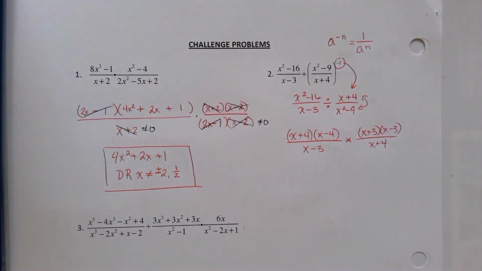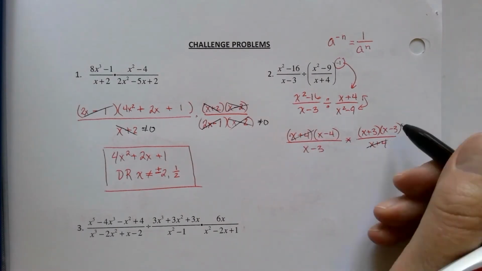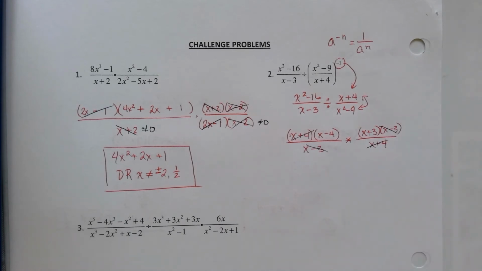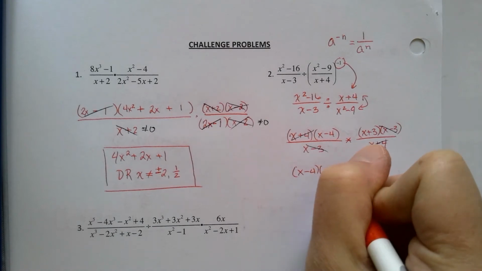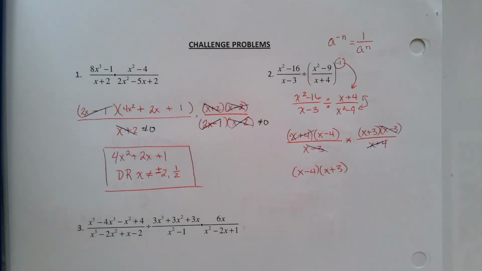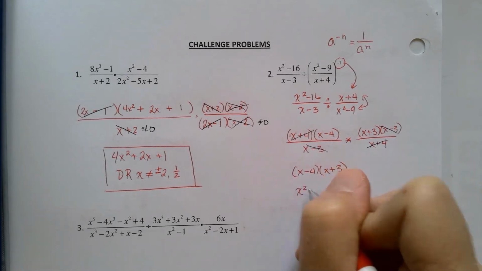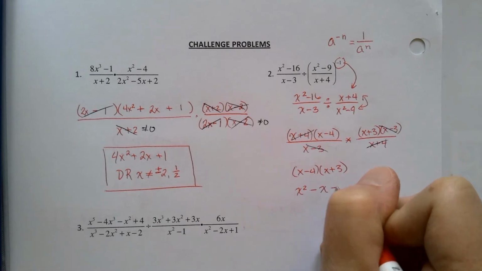Okay, so now that I have that, I can cross cancel the x plus 4s. I can cross cancel the x minus 3. And it appears that I am left with x minus 4, x plus 3. And so now that I have that, I'm going to go ahead and FOIL that out to clean it up. And that gives me an x squared, a 3x, and a -4x is a negative x, minus 12.